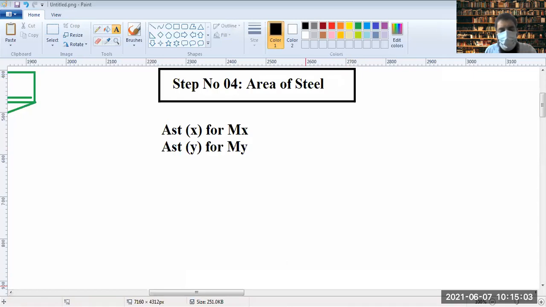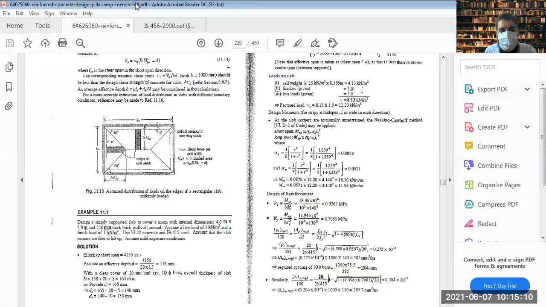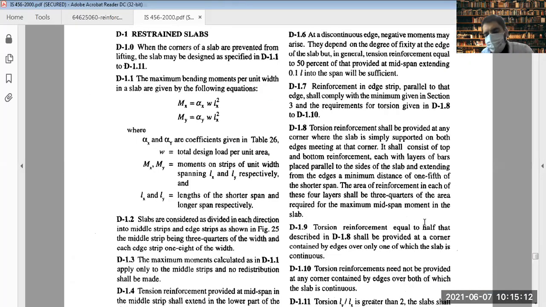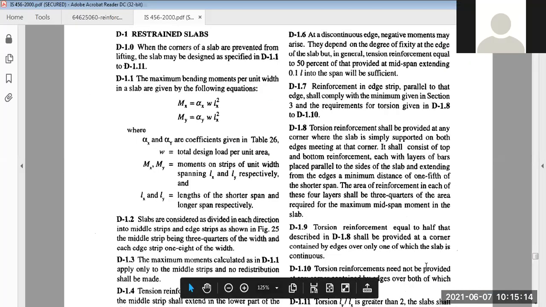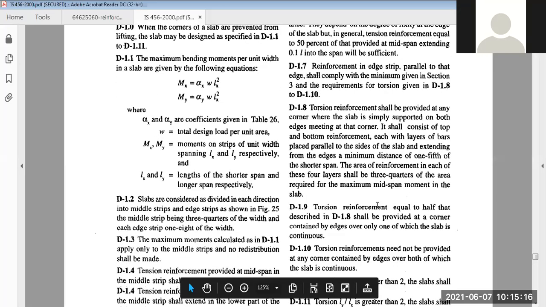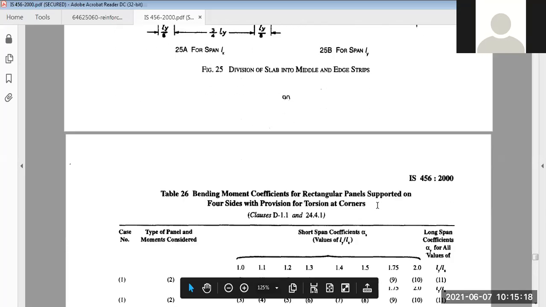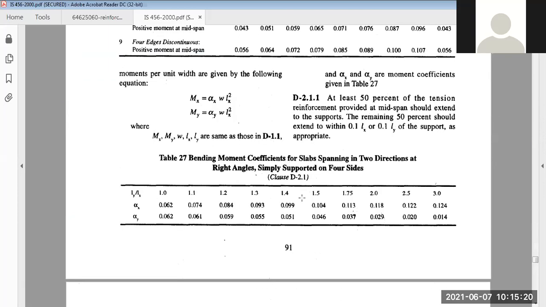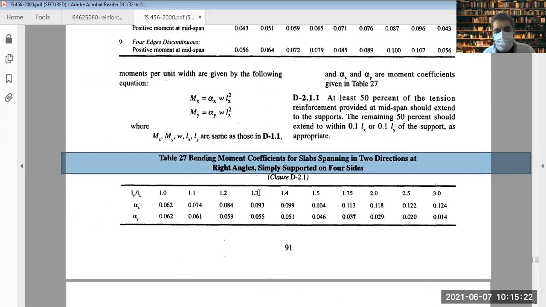Yes, any issue, Faizan? Yes, sir, what's the issue? Page number 91, Table number 27B. Yes, this one. Sir, why did we not use this, because this is simply for the simply supported case.